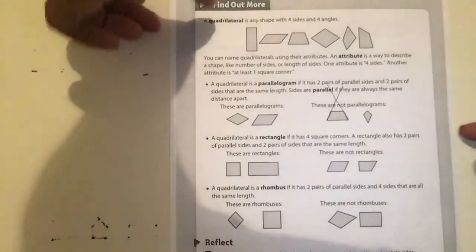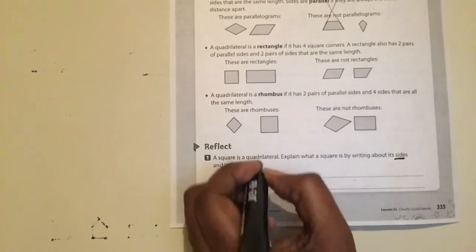All right, y'all, let's look at the reflect. I'm going to go up here so you can see the reflect. There you go. A square is a quadrilateral. Explain what a square is by writing about, here they're going to tell us what to write about, y'all. They want us to write about its sides and its corners.